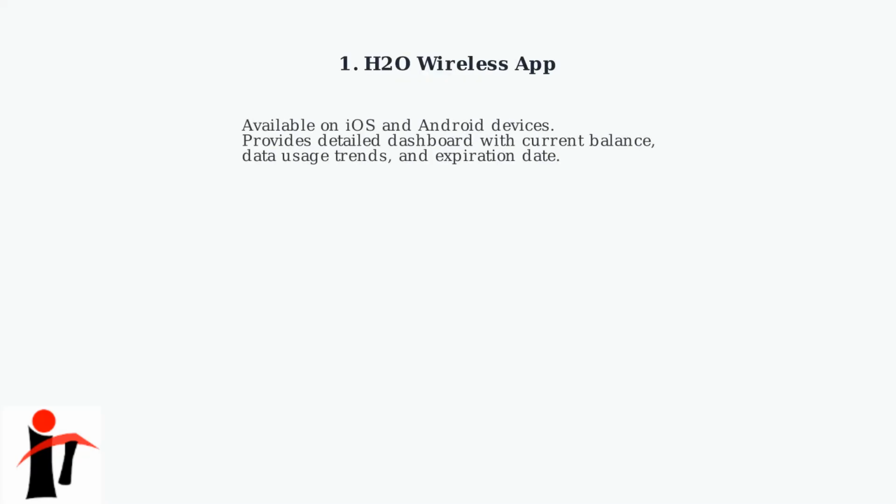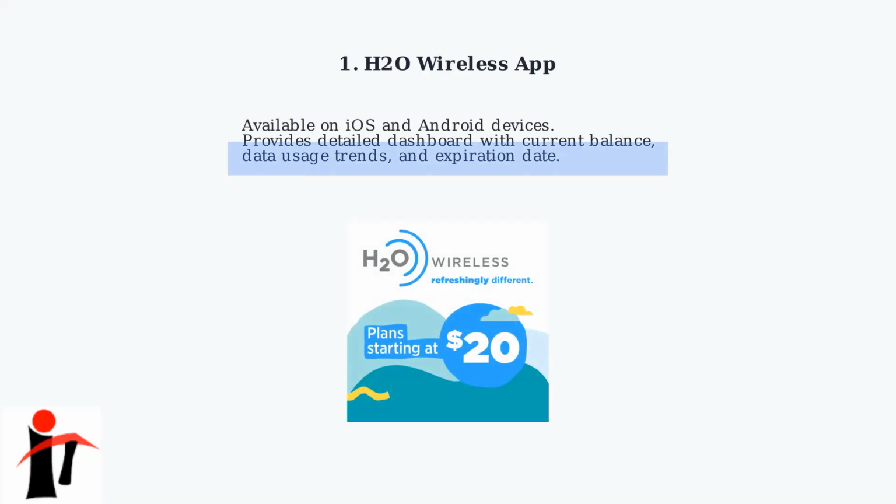First, the H2O Wireless app is available on both iOS and Android devices. This provides a detailed dashboard that displays your current balance, data usage trends, and expiration date.